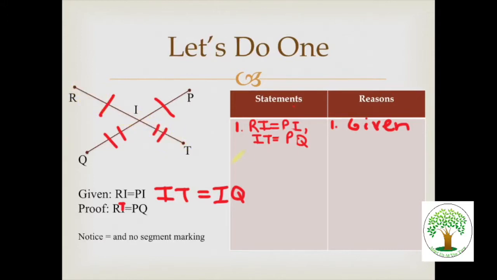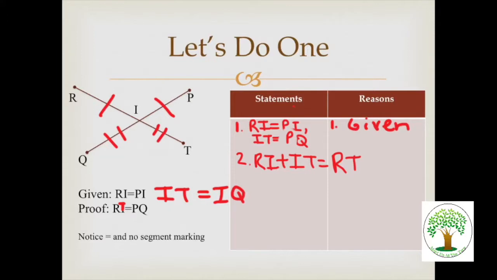Number 2. RI plus IT equals RT. I'm going to do the other one in the same step because they're going to have the same reason, okay? This is segment addition postulate. I'm going to write that answer over here in reasons in a minute, but we're also going to do the same thing for the other one.